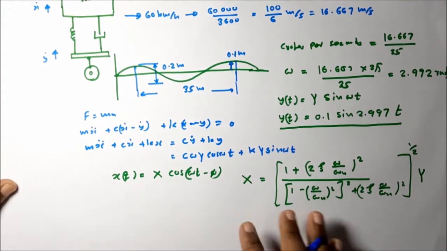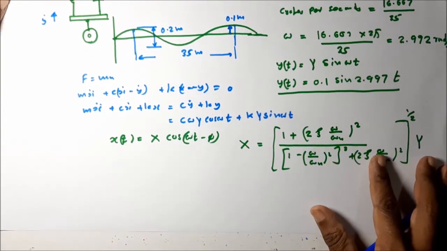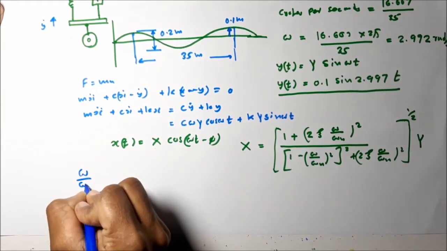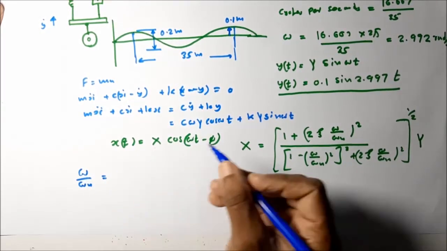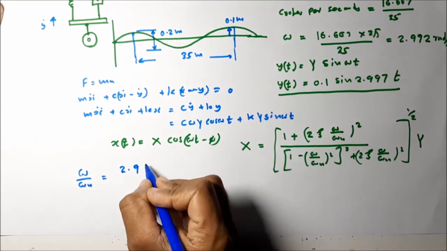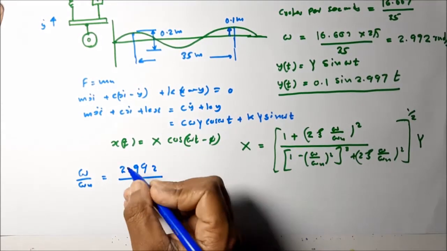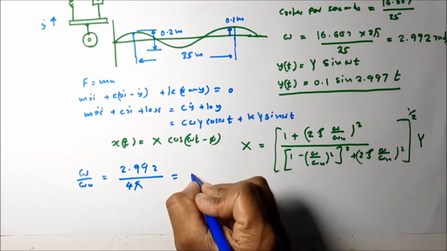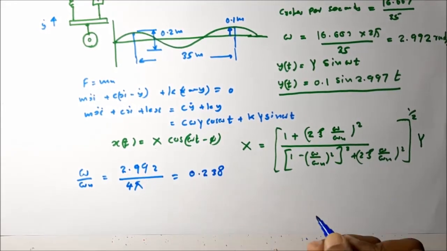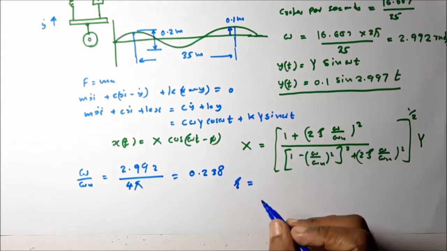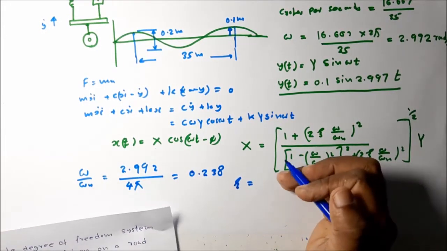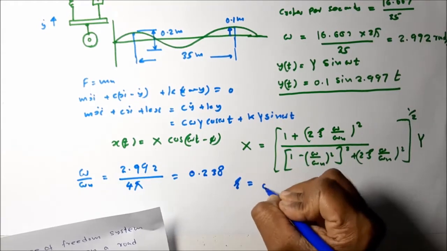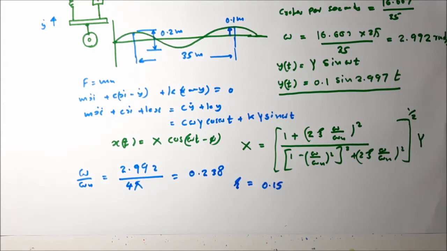Then what is omega divided by omega n? Omega divided by omega n is the frequency ratio. What is omega? 2.992 divided by omega n, 45. If we simplify this value, we get it equal to 0.238. Then what is zeta? Zeta is given in the problem as data, equal to 0.15. So we just want to substitute these values in this equation, then we can get the X value.